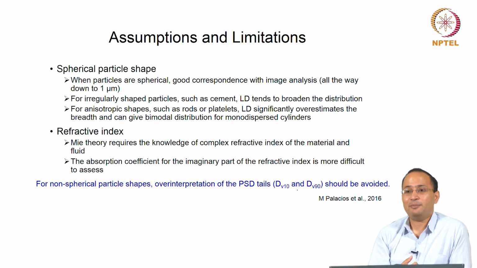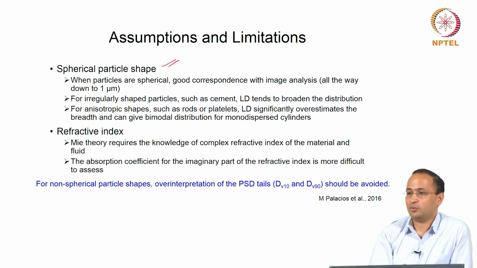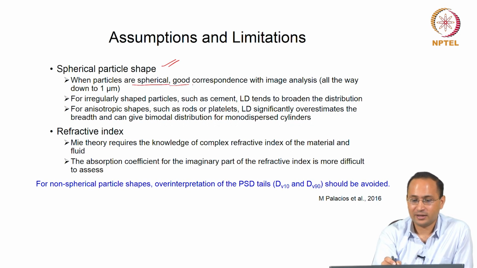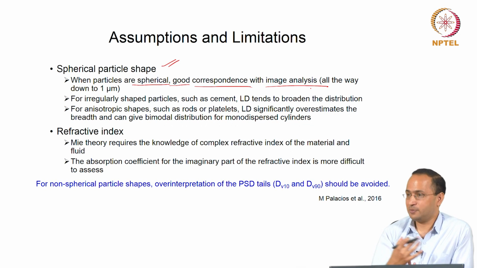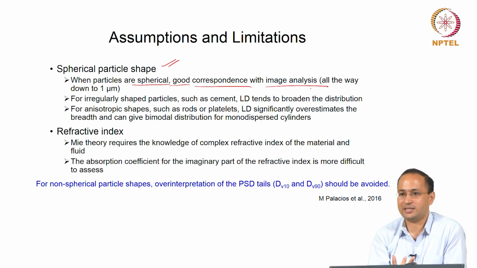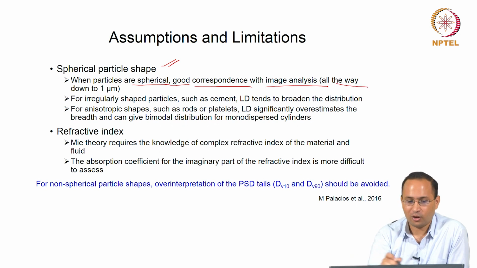So, what are the assumptions and limitations? First assumption, we assume the spherical particle shape. So, if you have irregular shapes, you may not get the real picture, because the basic assumption here is the spherical particle shape. When the particles are spherical, you have a good direct correspondence with image analysis, because using image analysis you can see the size, and you can verify it all the way down to 1 micron.